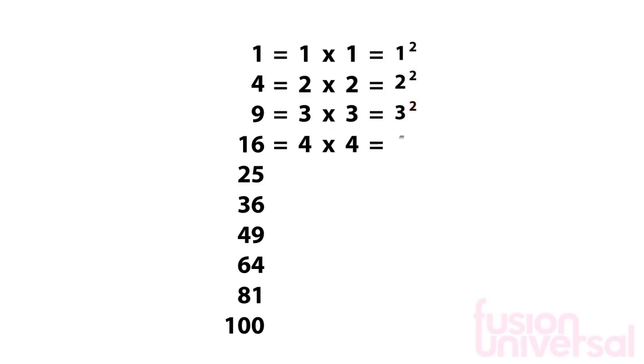We can write square numbers in a different way using indices or powers. 1 times 1 is written as 1 squared, or 1 to the power of 2. A 2 is used because there are 2 1s multiplied together. We can repeat this all the way down to 10 squared.